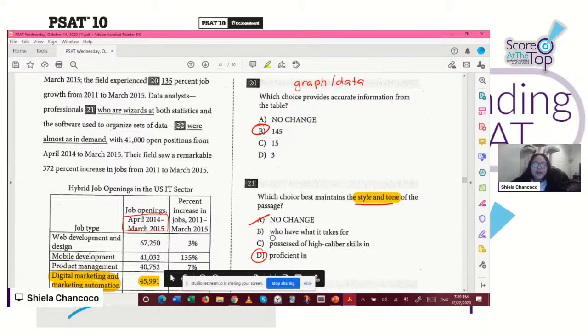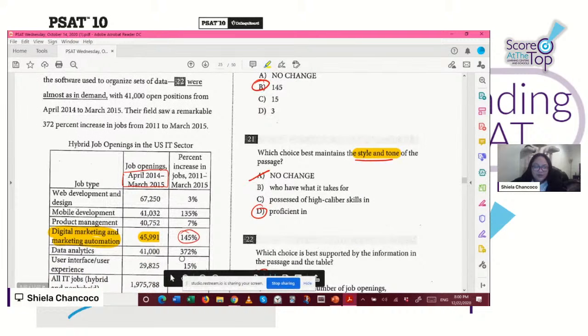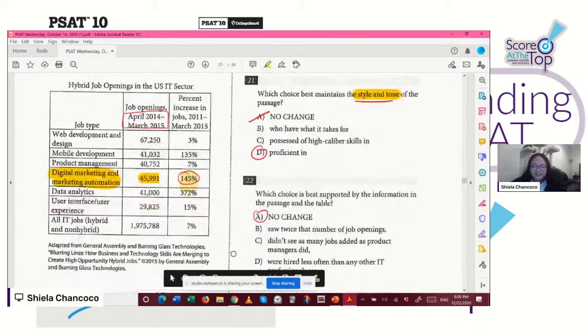So it's not A. Who have what it takes for. So wordy. Possessed of higher caliber skills in. So wordy. Proficient in. All right, better. It's D, right? And then this is within the same sentence, right? Data analysts, I'm going to skip anything in the dash, were almost as in demand, right? So the answer is here, data analysts were also in demand. There was a 372% increase in jobs.